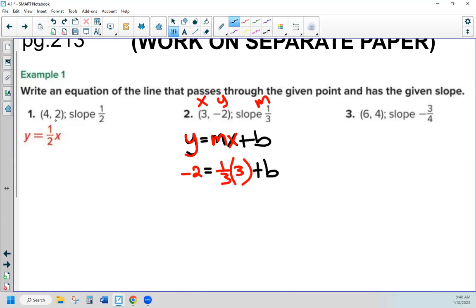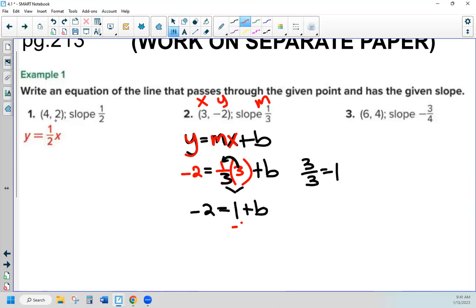I'll go ahead and do this multiplication right here. This multiplication is the same thing as whenever you do a fraction times a whole number, just know that the whole number will multiply with the numerator. That's pretty much what's happening. So essentially you have this. 1 times 3 is 3, right? That 3 times this one. And then you keep the denominator as it was, a 3. This just equals 1. Okay, so now we have -2 equals 1 plus b.